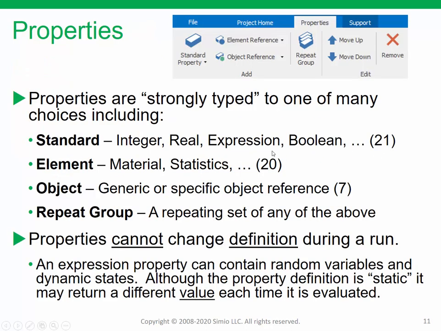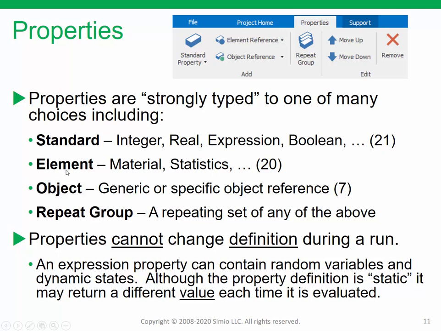So let's look at properties first. Properties are strongly typed, meaning each property is a particular type, and there are lots of different types that we'll see as we continue to enhance our modeling skills. We have so-called standard properties, where we have integers, reals, expressions, booleans, and so on, and there are 20 of those. A property can be an element.